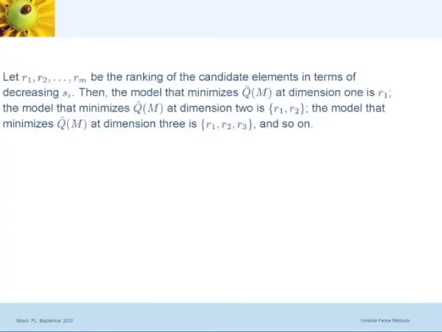Then you say, how do I find the model that minimizes QM at dimension 2? Well, that's number 1 and number 2, right? Because you have to subtract 2 elements. When you subtract the top 2 elements, you get the smallest QM. And so on. So with this algorithm, you find those QMs at different dimensions right away.